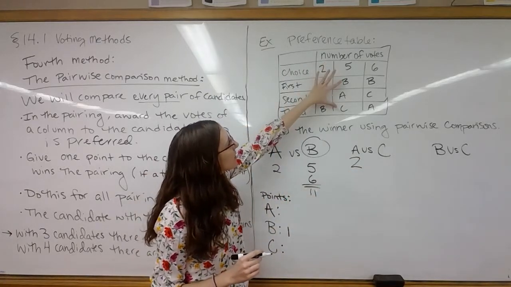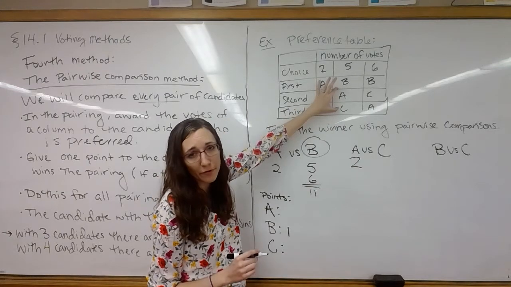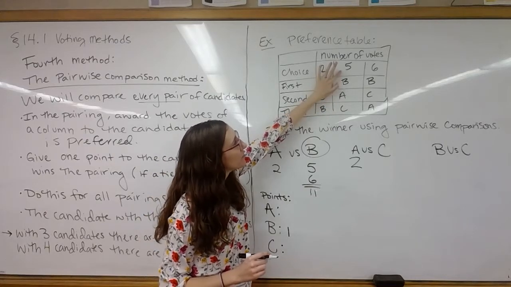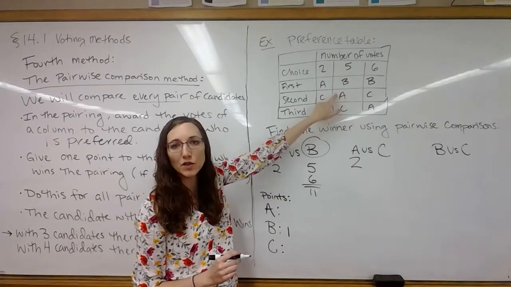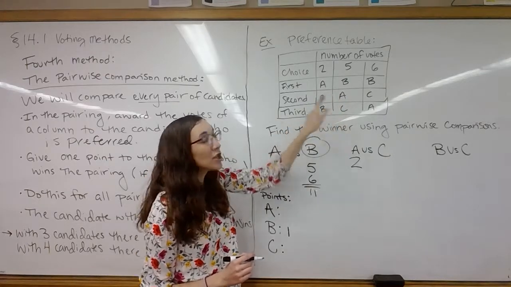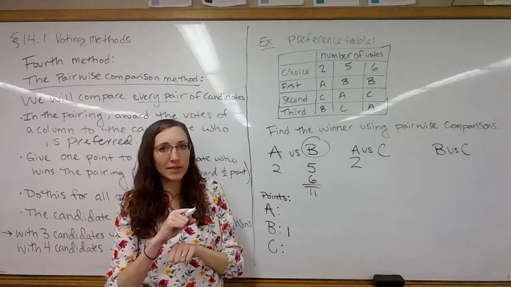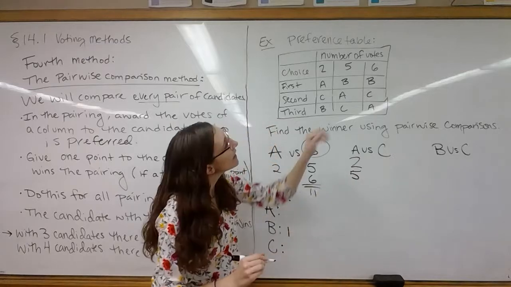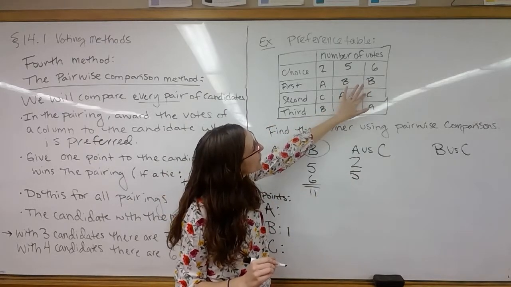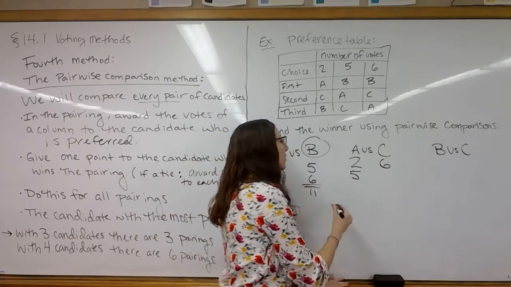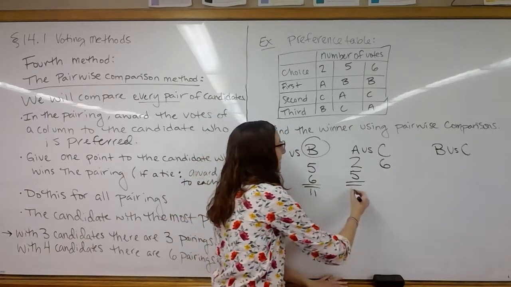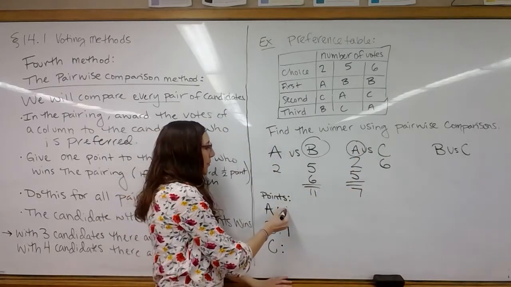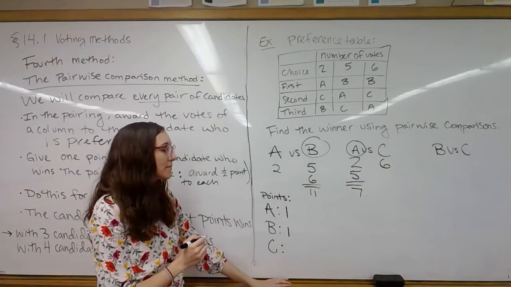Then we're going to look in the next column and see just between A and C, who's preferred. A is preferred, A is above C, so they're going to receive those 5 votes. Notice it doesn't matter that A is not in first place, it's just the fact that when I only look at A and C, those people like A better than C, they ranked it higher. So A gets those 5. And then A versus C in the third column, C is preferred, so C gets those 6. When we total those up, A got 2 plus 5 is 7, so it's 7 to 6. Close, but A did win. So now in the points, I'm going to give A a point.